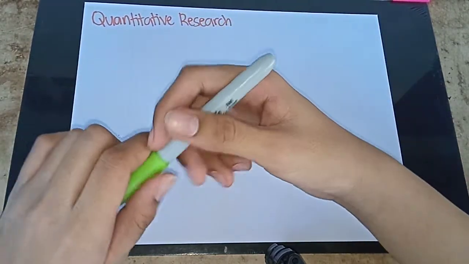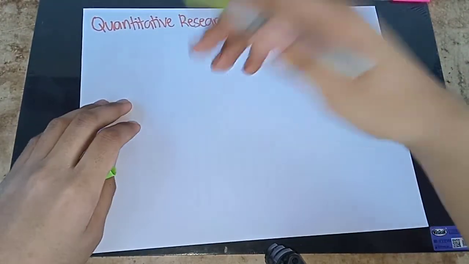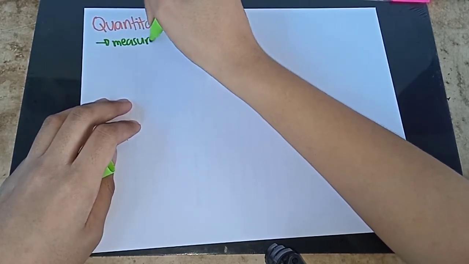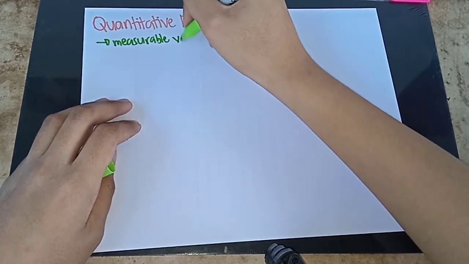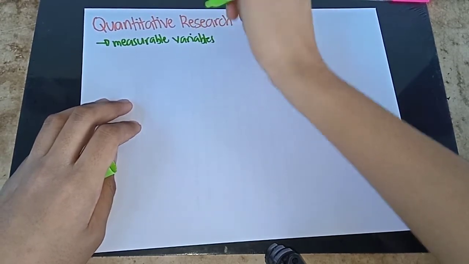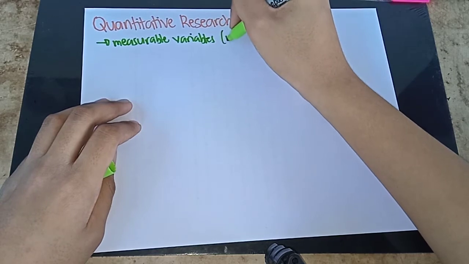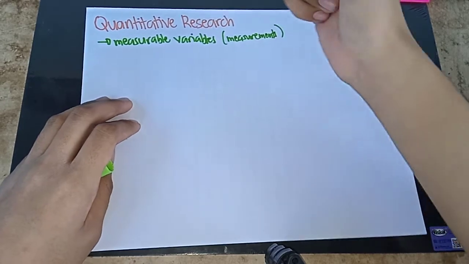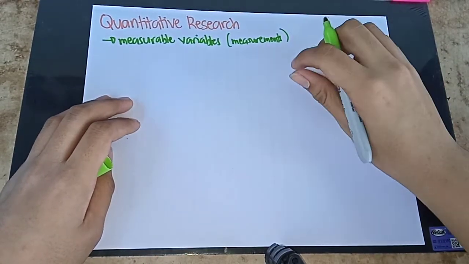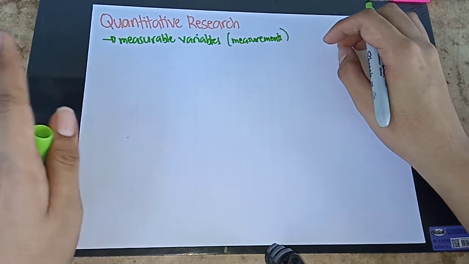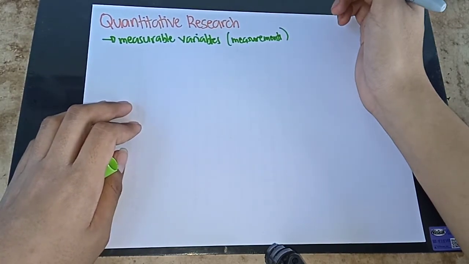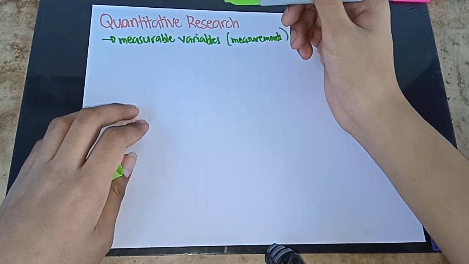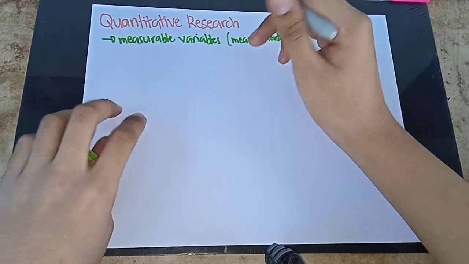Opposite to qualitative research, quantitative research makes use of measurable variables. Whenever we say measurable variables, these are variables that contain measurements. One example of this is the zone of inhibition. Why? Because zone of inhibition can be measured. How can it be measured? By means of millimeters. So that is one of the main characteristics of quantitative research: it makes use of measurable variables.